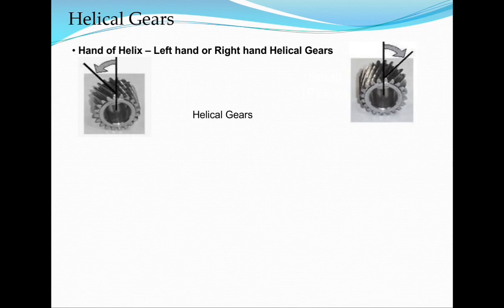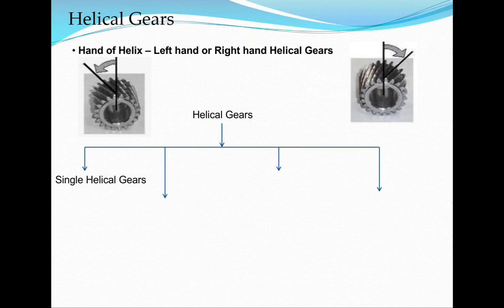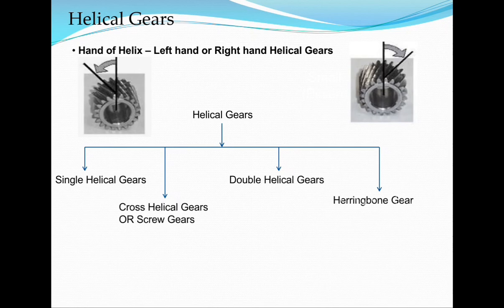So now we see the types of helical gears. We have already discussed the types of gears, but here we discuss the types of helical gears. It may be single helical gears, double helical gears, cross helical gears, or herringbone. I will show you some pictures in the next slide. These are the types of helical gears: single helical, double helical, herringbone type, or cross helical or screw gears.